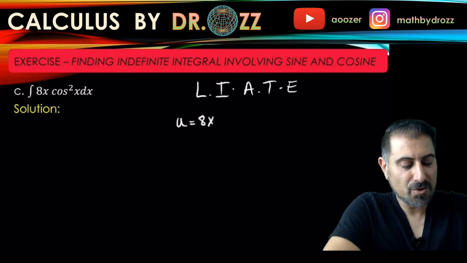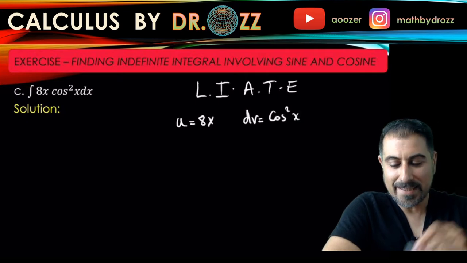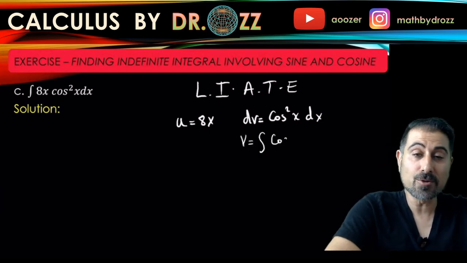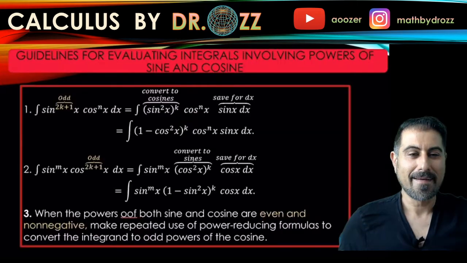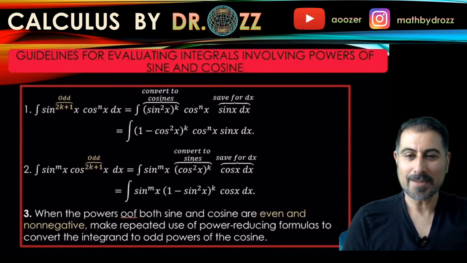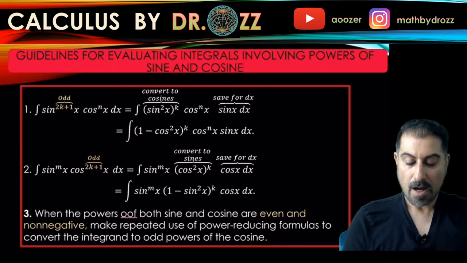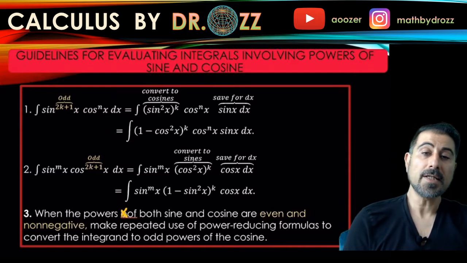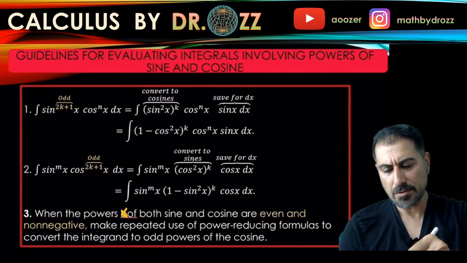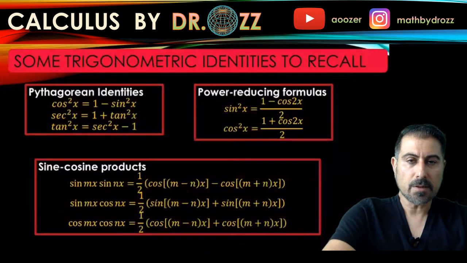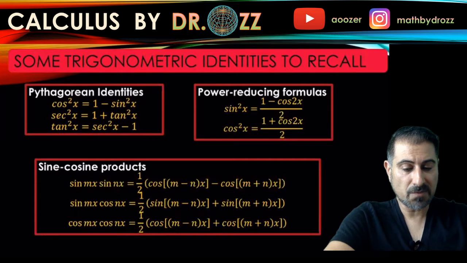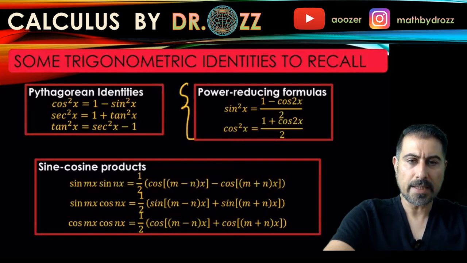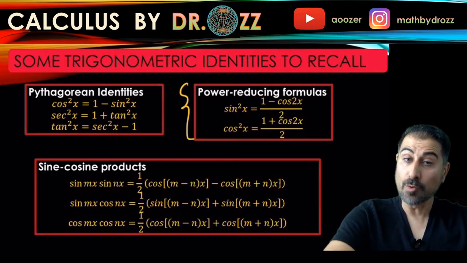So dv equals cosine squared x dx, and that's where we need the guidelines, right? Because at the end of the day, v is equal to the integral of cosine squared x dx. So I need to know what the antiderivative of cosine squared x is. Going back to the guidelines, item number 3, I think there's a typo here. When the powers of sine and cosine are both even and non-negative, we use the power reducing formula. So I want to remind you what power reducing formulas are. Let's just quickly go over that. I have some other formulas, but specifically I'm interested in power reducing formulas here. I'm going to swap cosine squared x for (1 plus cosine 2x) over 2.